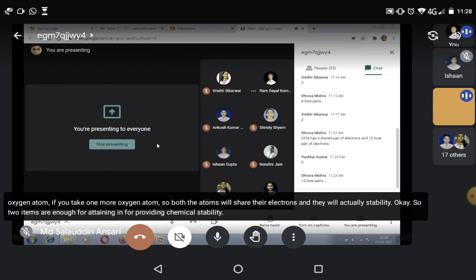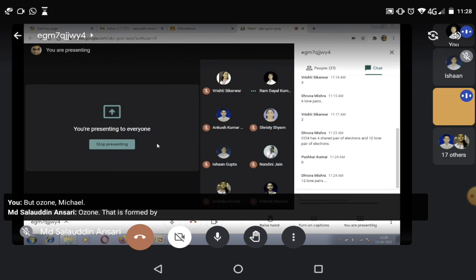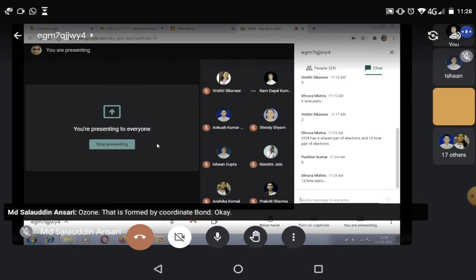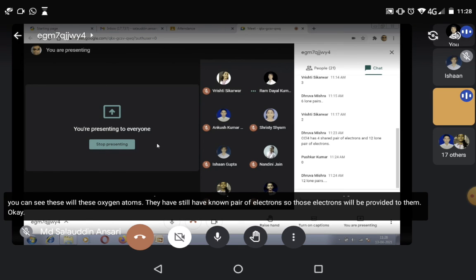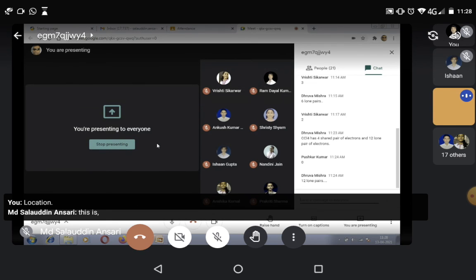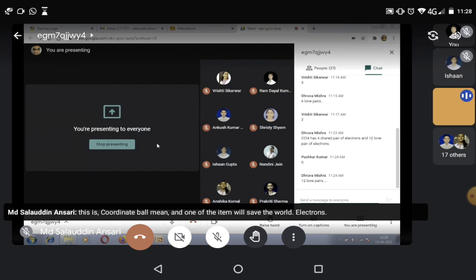Sir, but what about the ozone molecule? Ozone is formed by a coordinate bond. When one more oxygen atom comes, you can see the oxygen atoms still have lone pairs of electrons. Those lone pairs of electrons will be provided to the third atom, and then the ozone molecule will form. That we will do in coordinate bond. A coordinate bond is when one of the atoms shares the lone pair of electrons and not both the atoms.